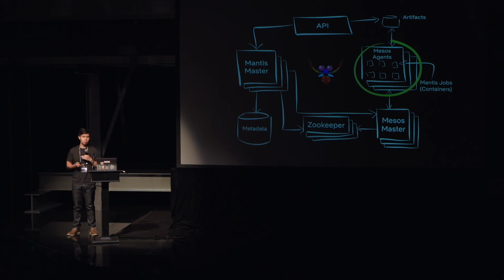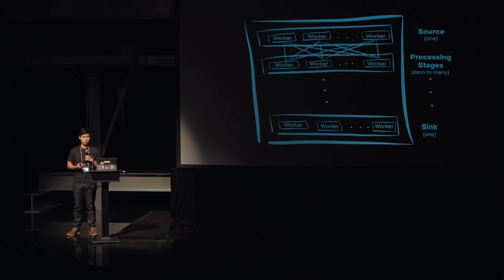So if we zoom into a Mantis job, you'll see that it looks a little bit like this. A Mantis job has some number of workers, and they're organized into a series of stages. The topmost stage is the source stage, and all that does is receive events from an external source, some job or another source job. It'll send that down to a series of processing stages for various transformations that you write, and then finally, they'll send it down to a sink stage to be synced out to another Mantis job.